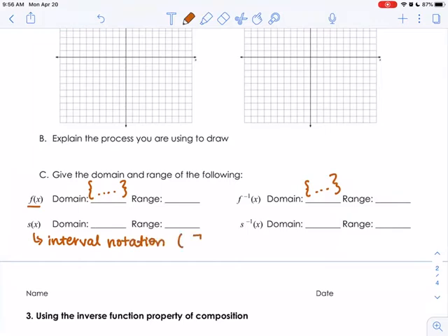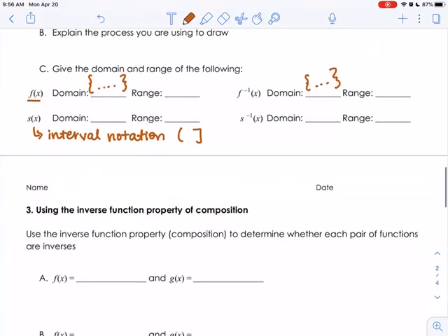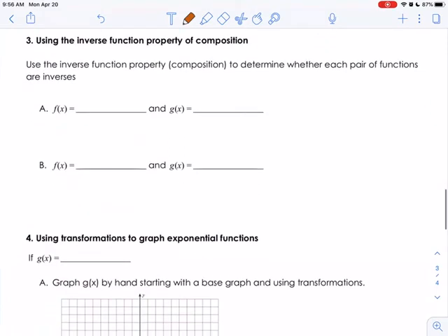Which would be parentheses and brackets. Okay, so the next one, it says using the inverse function property of composition. So this one, using the inverse function property of composition. So you are using this property to determine whether each pair of functions are inverses.